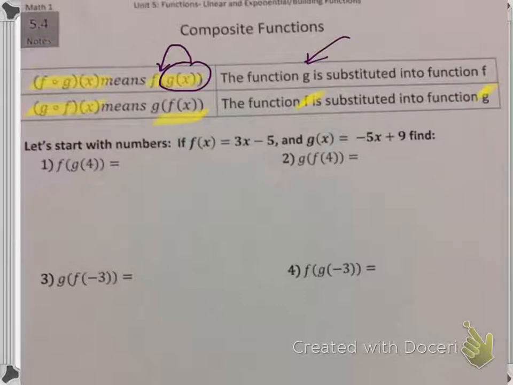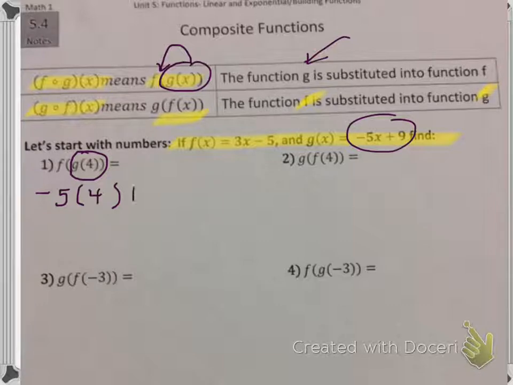So here we are with our functions right here. We're given our functions, and we're going to do this composite function. So we're going to start at the back, and in the back here it tells me to find g of 4. So my g function is negative 5x plus 9. So I'm going to go negative 5, instead of x I'm going to put in the 4, and then I'm going to do the plus 9. And I'm just going to find that on my calculator. So that will be negative 20 plus 9, so a negative 11.